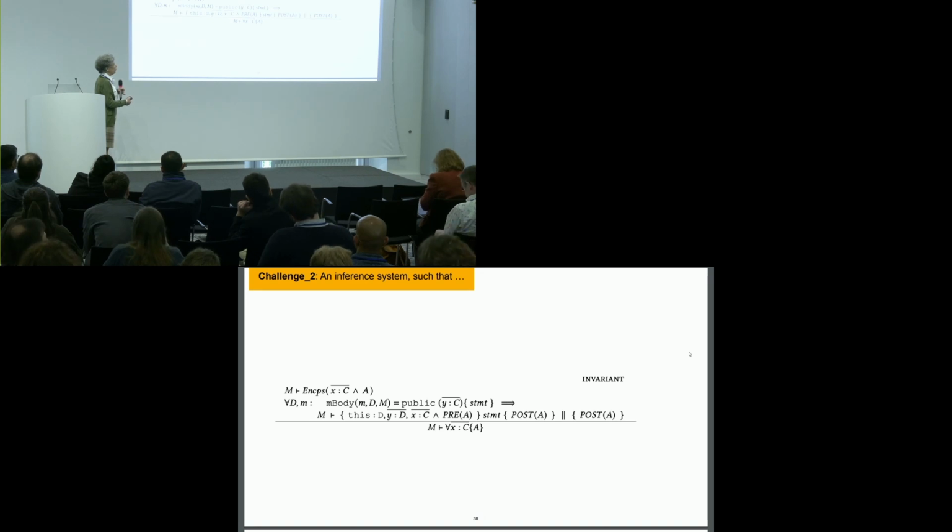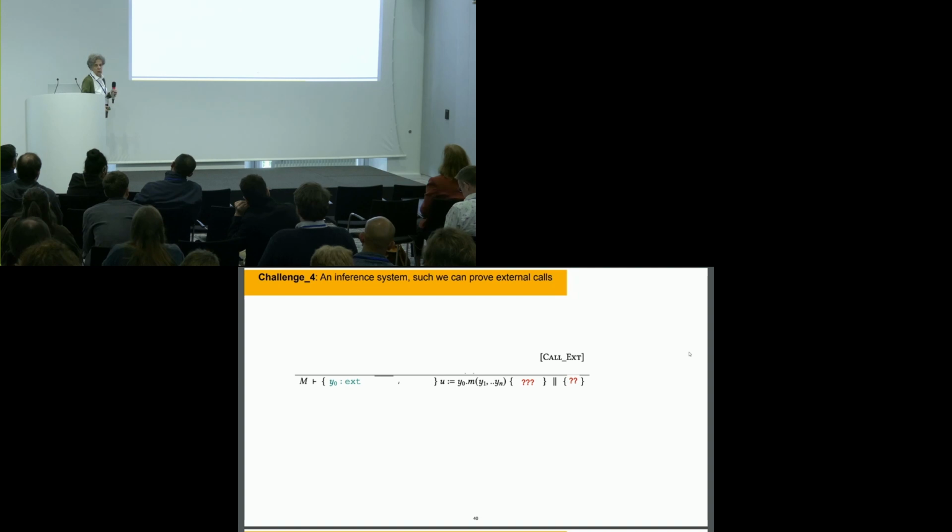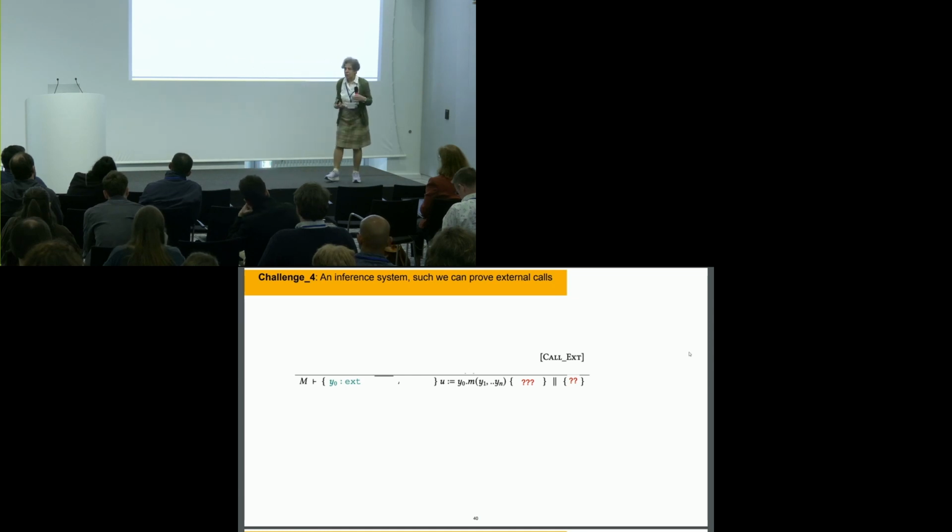I have to do a little bit of work here to make the pre-form of the assertion and here the post-form. I'm not going to discuss this because I want to get to the last part of the remit, which is the external call. So here I am calling a function on y0, and I know that y0 is external. So I have no specification. I have got no guarantee of what this method might modify.